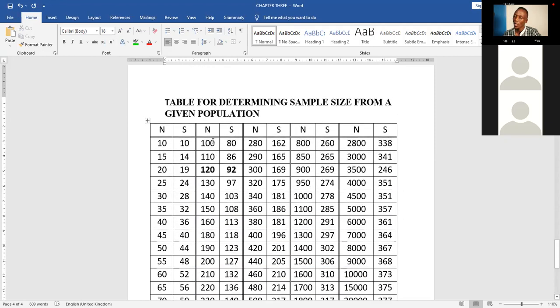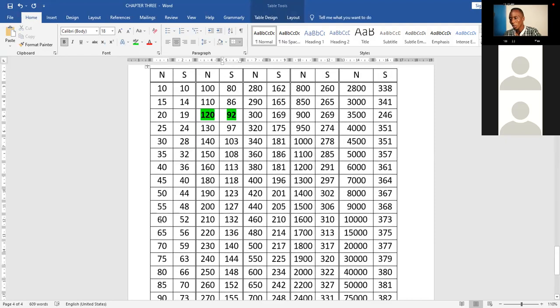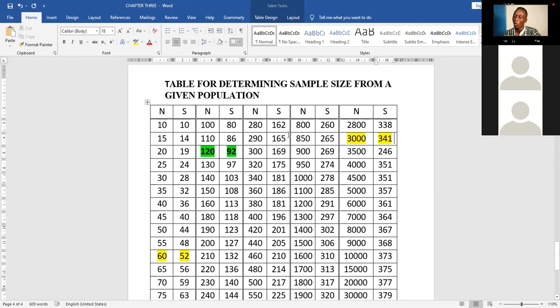Meaning that if your target population is, let's say, 120, then your sample size will be 92. If your target population is 60, then your sample size will be 52. If your target population is 3,000, then your sample size is 341. That's how this table works, because these guys calculated the sample sizes for the respective target populations. There's no need of calculating.